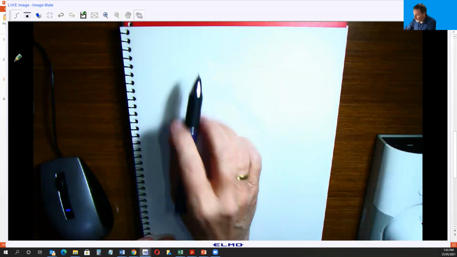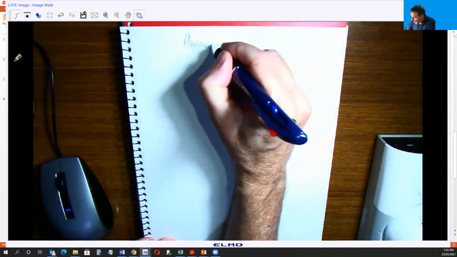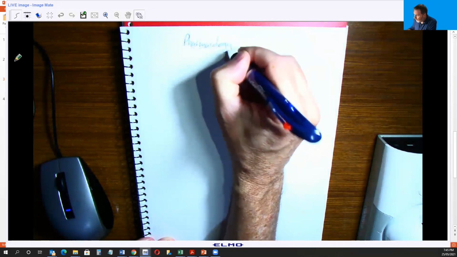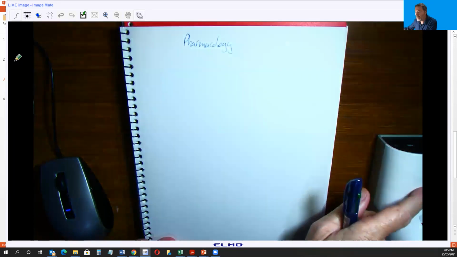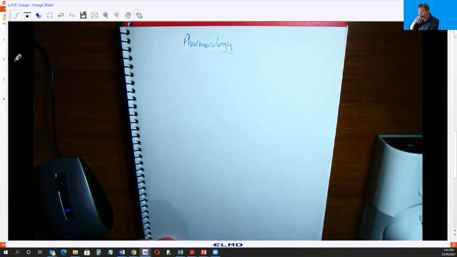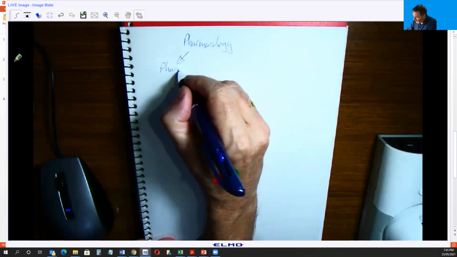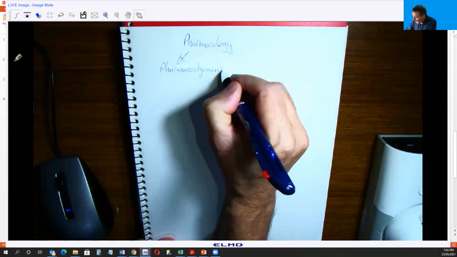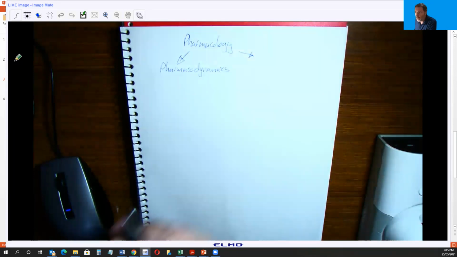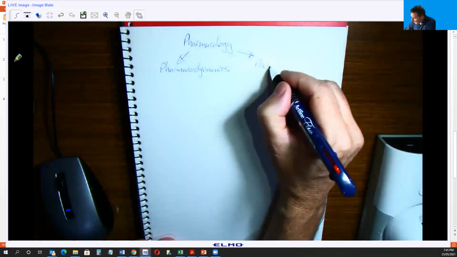So all of this comes under the banner, of course, of pharmacology. And there are two general branches of pharmacology. I might just dim that down there like that. So there's two general branches. One is called pharmacodynamics, and the other branch of pharmacology, guess what the other branch is? Pharmacokinetics.